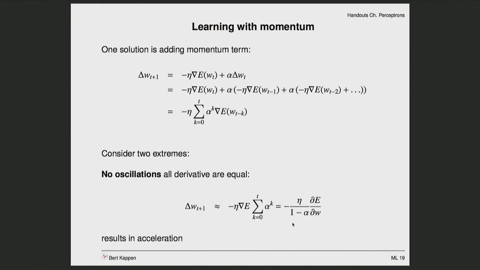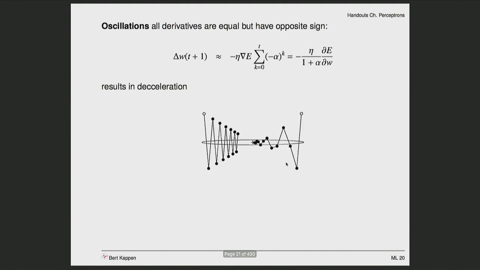Now let's look at the other direction, where you get this oscillation. Let's say we have oscillations, but each time the gradient is in absolute value the same, just changing sign. So we get a minus alpha here to the power, because of the sign. Doing the same reasoning, we now get 1 divided by 1 plus alpha. So if alpha is again 0.9, we now get a reduction of a factor of 2.